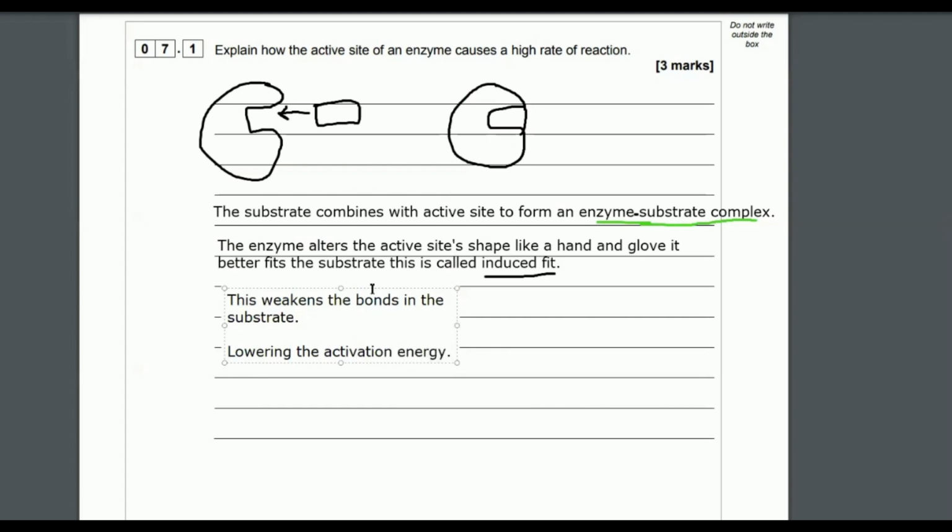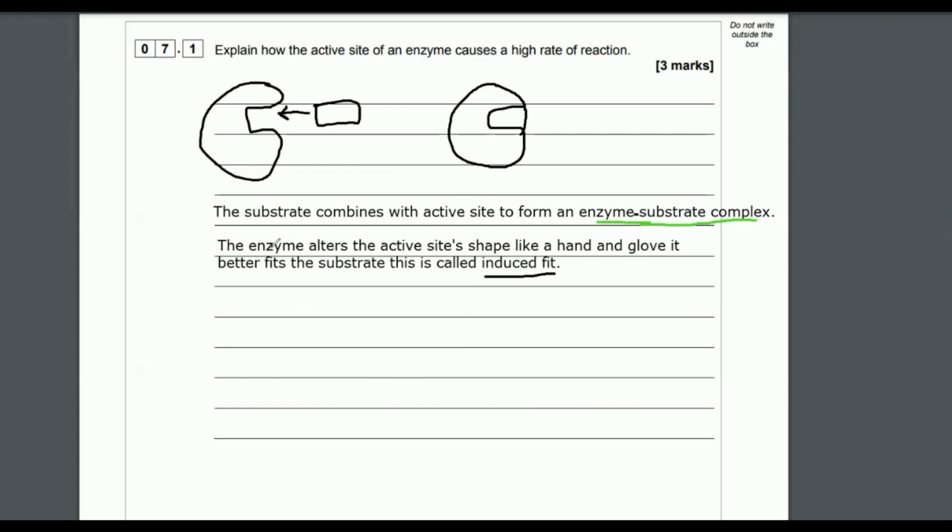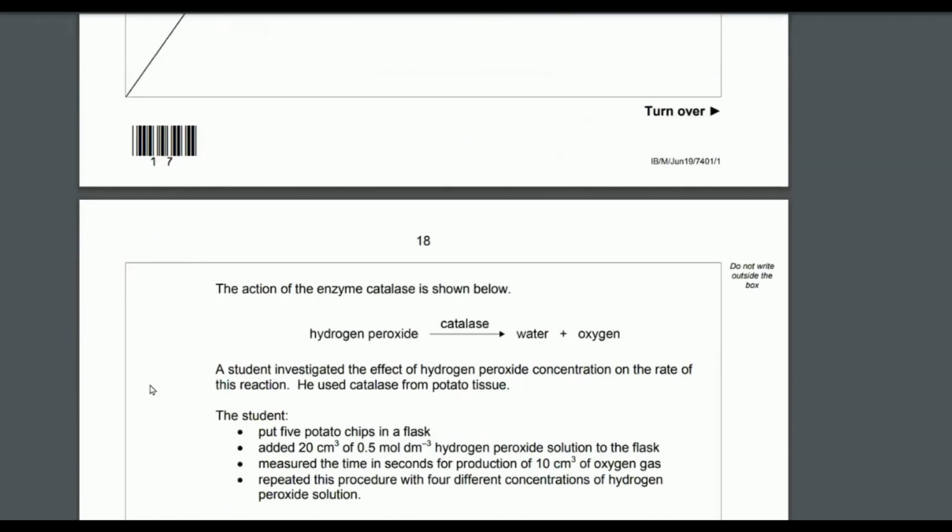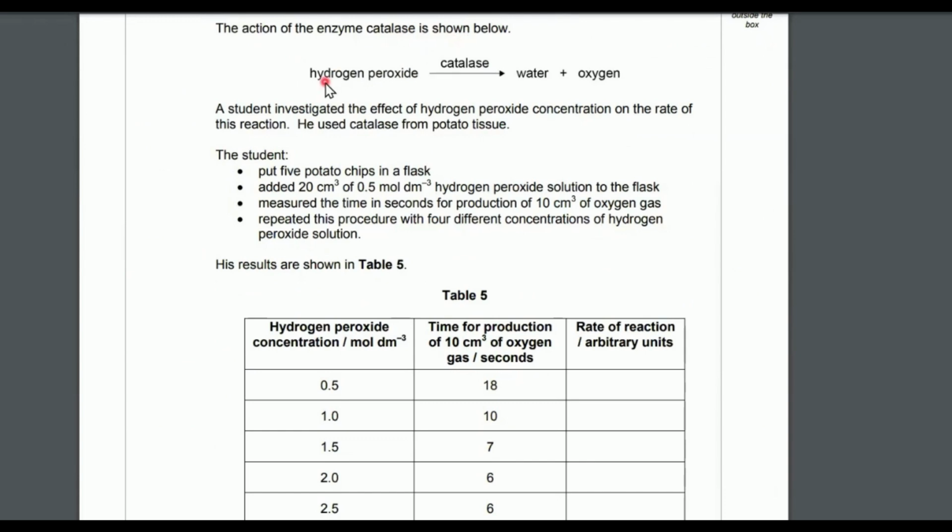Of course, that means there's less energy to break the bonds, and the minimum required energy to break the bonds in a molecule is the activation energy. So technically, this lowers the activation energy. So the key terms here are enzyme substrate complex, waffle a little bit about the induced fit, say that this weakens the bonds in the substrate, and that lowers the activation energy, and you'll be guaranteed your 3 marks. Let's check out the next question.